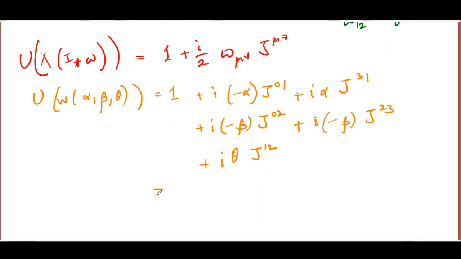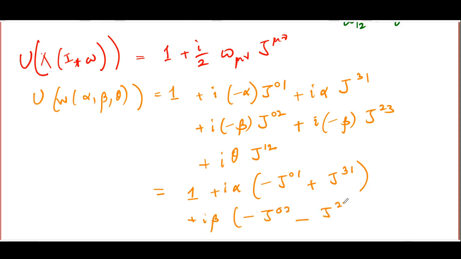So, collecting the terms together, what we get is identity plus i alpha times minus J 0 1 plus J 3 1, plus i beta times minus J 0 2 minus J 2 3, plus i theta times J 1 2.